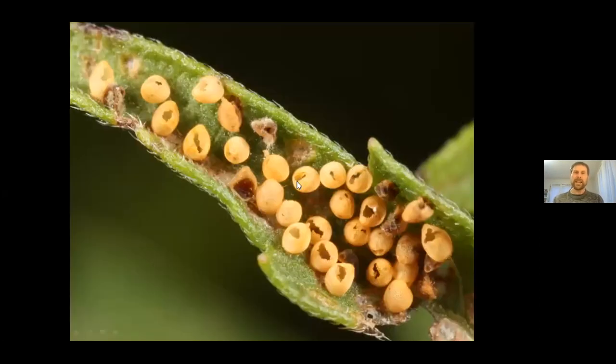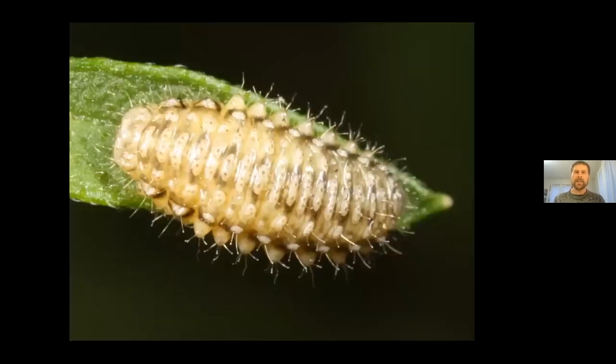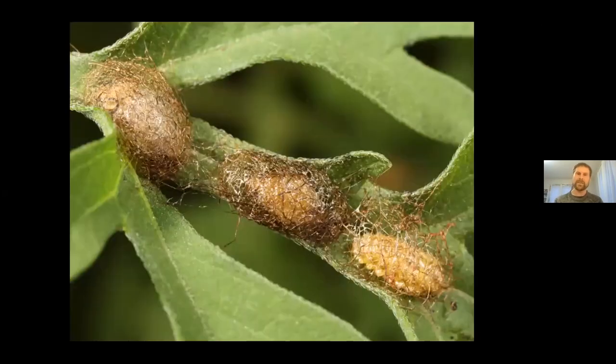These lay their eggs in big clusters on the upper sides of the leaves. And the caterpillars are these little fuzzy things, which unlike almost all beetles that burrow into soil or at least go under leaf litter to pupate, spin their cocoons right on the surfaces of the leaves. So that's kind of different.